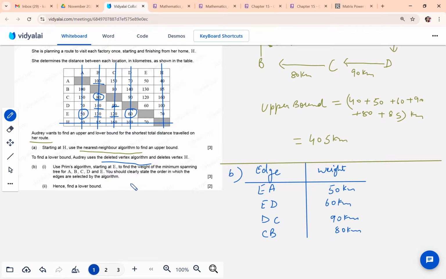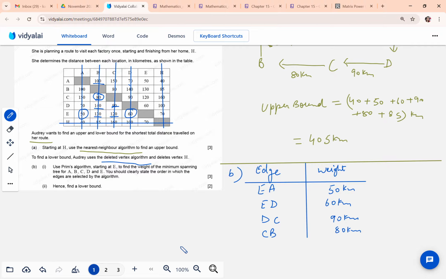Now we have covered all the vertices, right? E, A, B, C, D, everything. We just need to cover each vertex once, and we need to cover those edges having a minimum weight, and this is how we will apply Prim's algorithm.